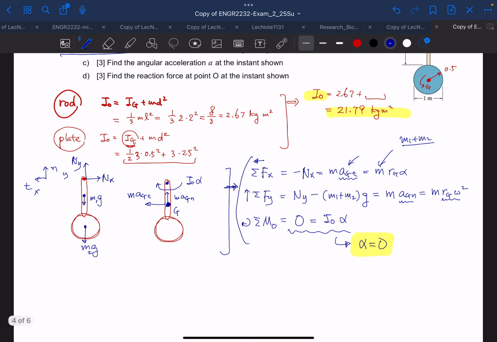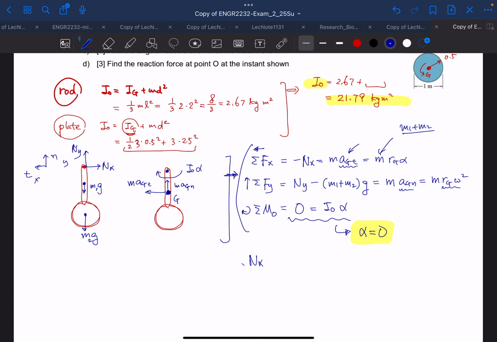So if we try to find NX, right? NX is coming from here, and NX is minus MRG alpha. And these values, we don't even need to think about it. Alpha, we just found is 0, right? So it's just 0 there, because this is 0. Right? Then NY, we need to find it from here, right?